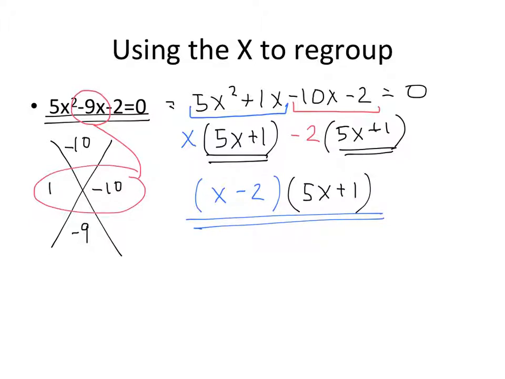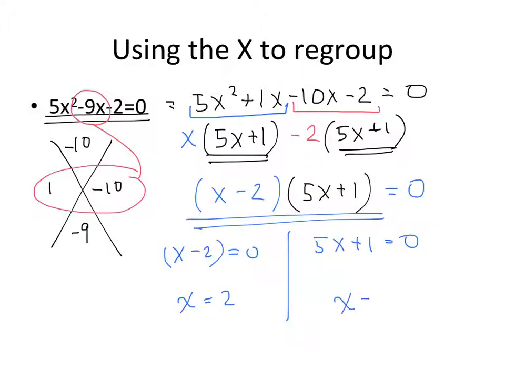And if you noticed, it's the exact same factors that we had when we were doing the box. And again, we would do the same thing and say x minus 2 is equal to 0, and 5x plus 1 is equal to 0. Here we have x equals 2, and x equals negative 1/5, just like in our other slide. So this is another way of splitting it up without using that box.